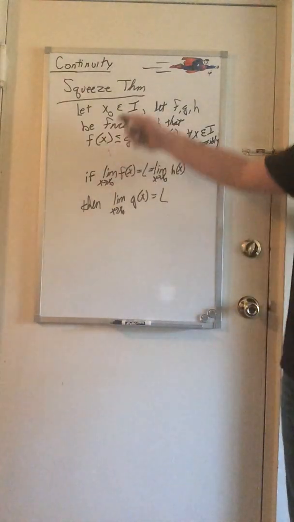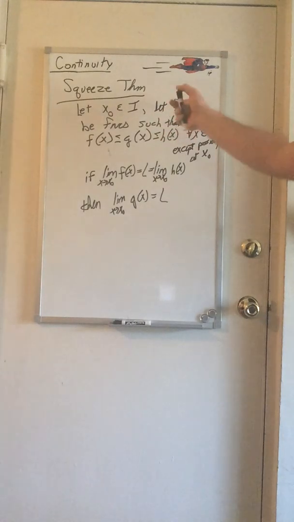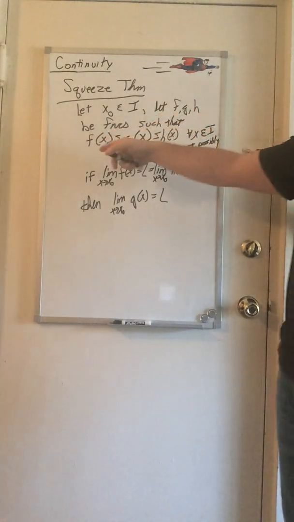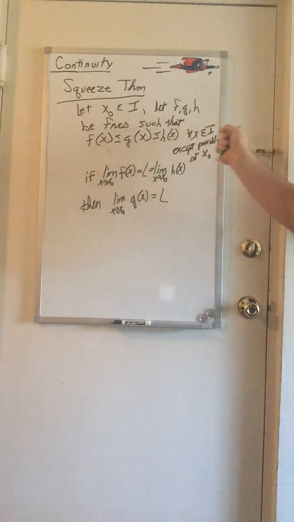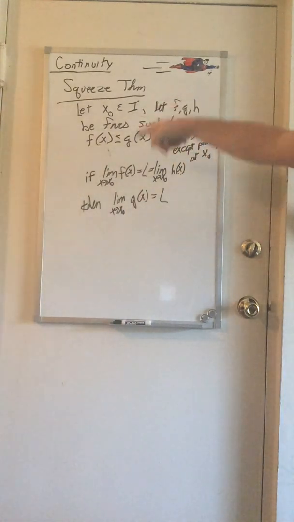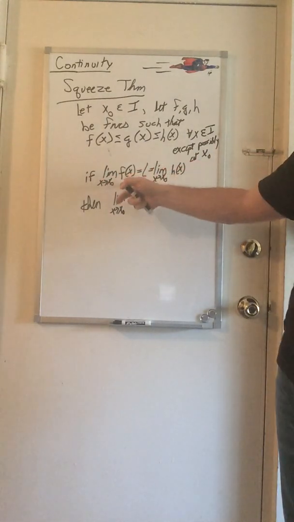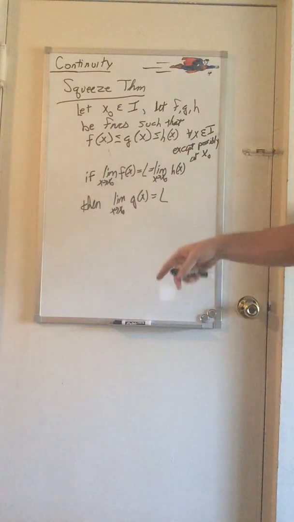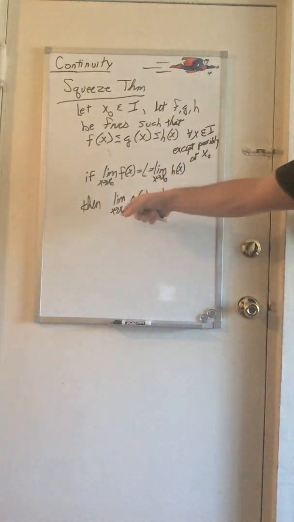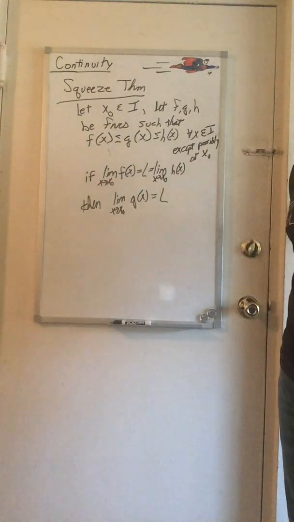So let x sub 0, or x naught, be an element of I, some interval. Let f, g, and h be functions such that f of x is less than or equal to g of x is less than or equal to h of x for all x in the interval, except possibly at the x sub 0 I care about. If the limit as x approaches x sub 0 of f of x equals L, which is also the limit as x approaches x sub 0 of h of x, then clearly the limit as x approaches x sub 0 of g of x, the one in the middle, has to be the same.